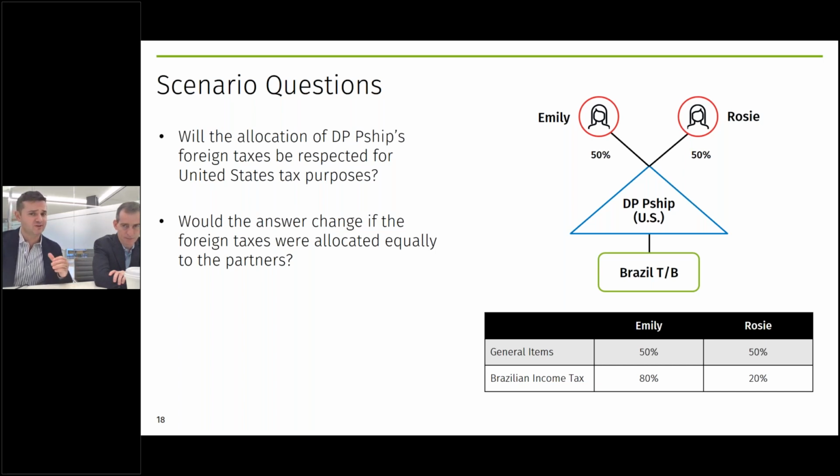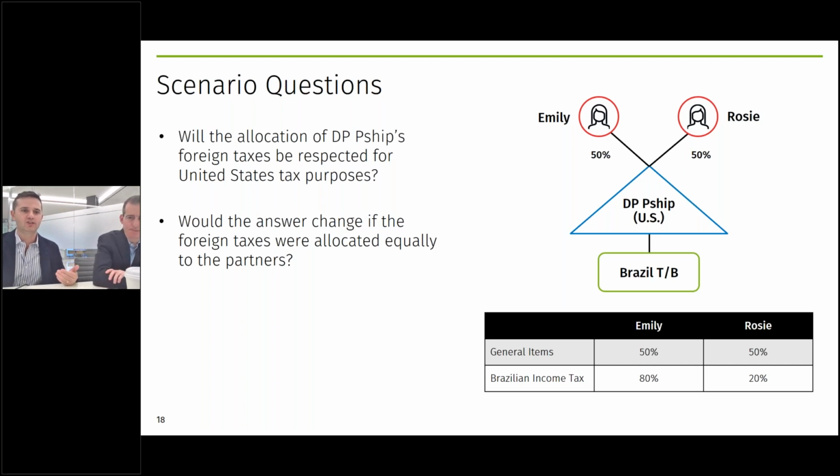So this example could have been different if there were more operations inside that partnership, which might have given you some availability to allocate Brazilian income to Emily and non-Brazilian income to Rosie, but that's not really available here. So we have a 50-50 allocation of one category of income. Well, the taxes have to follow the income. We're obviously not doing that, so we're not going to respect this.